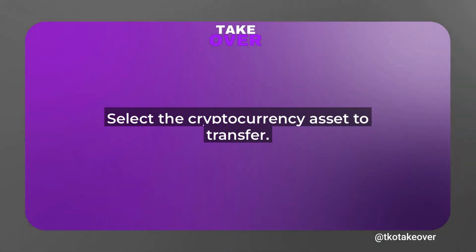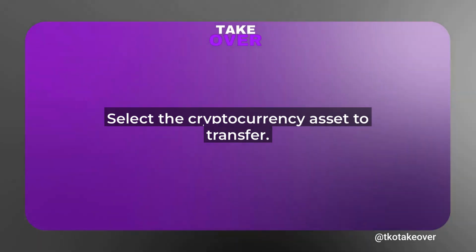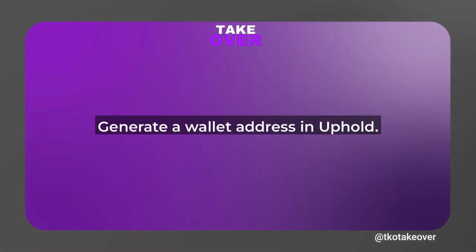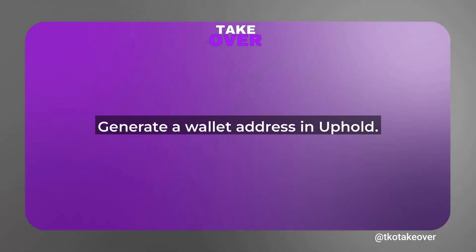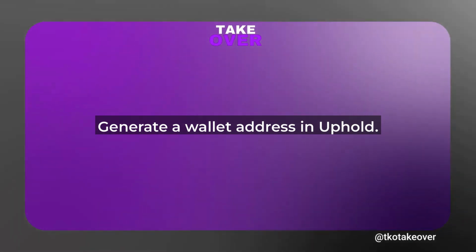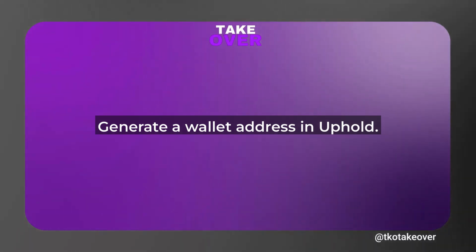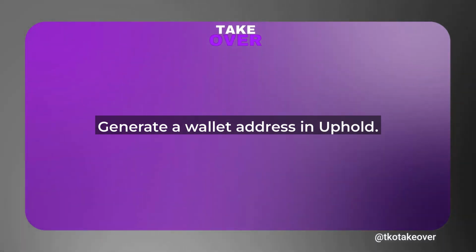First things first, make sure you have accounts set up on both Coinbase and Uphold. Start by logging into your Coinbase account. Once you're in, navigate to the Assets or Portfolio section and select the cryptocurrency you want to transfer, like Bitcoin or Ethereum. Double-check your balance to ensure you have enough to cover any network fees.